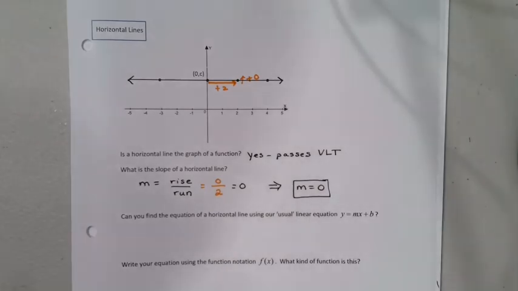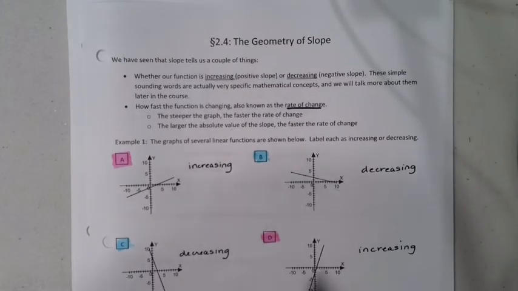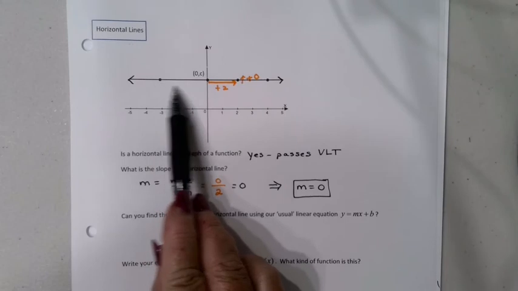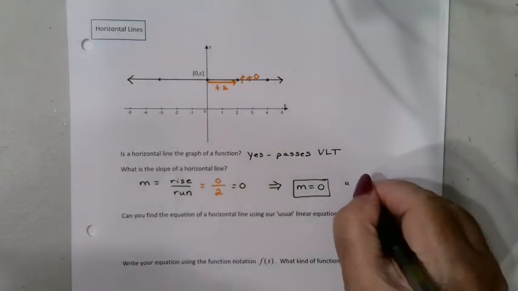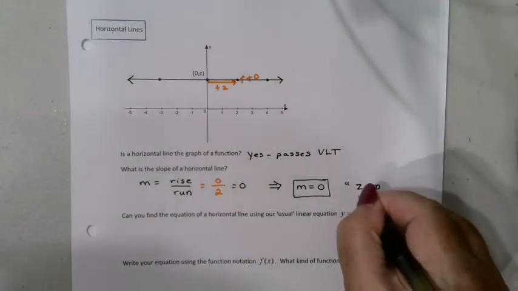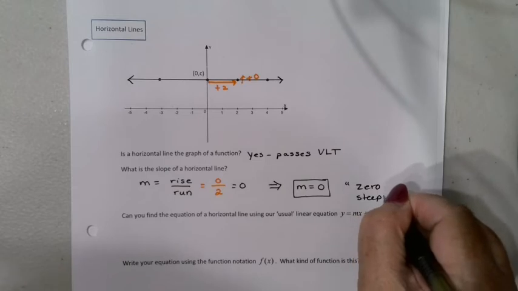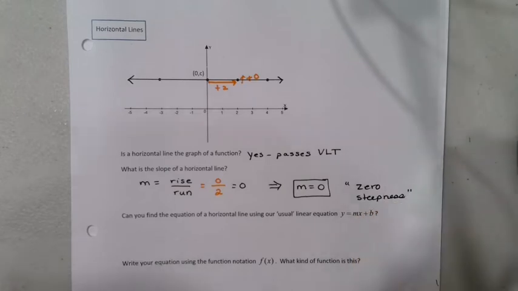Does that make sense when you think about your concept of slope as steepness, right? Over on this page we're talking about the slope as the steepness of these lines. A horizontal line is not steep at all, right? Either in the positive or negative direction. It has no steepness. There's 0 steepness. Completely flat.